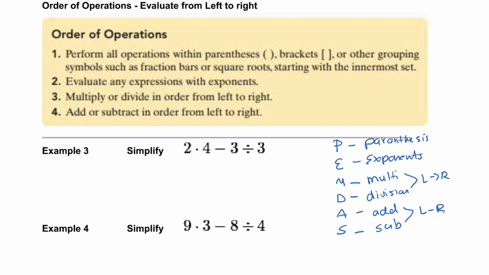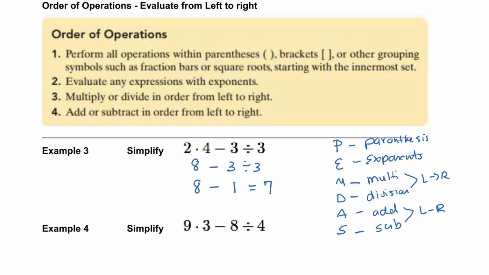So in the case of example 3, we didn't have parentheses. We didn't have exponents. But we do have multiplication that comes first. So it's 8 minus 3 divided by 3. The next is division. So we have 8 minus 1. So that gives us 7.